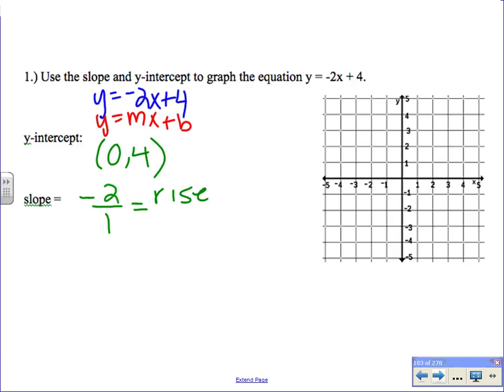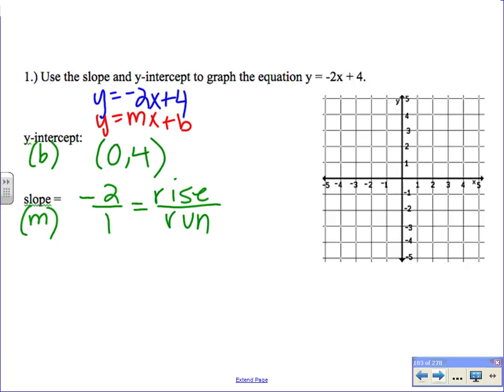Negative 2 is right here in the spot for m. So slope is always m. Y-intercept is always b. Does that make sense? I'm going to get to that in a second. Any whole number or integer, if you put it over 1, is the same thing. Negative 2 divided by 1 is just negative 2. So this is going to help when you graph. B stands for begin, this is where we're going to begin.